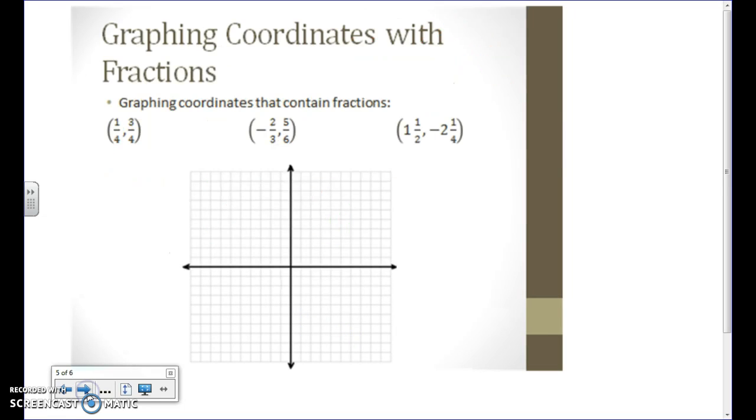All right. Just a couple more things here, and I've got this nice looking graph on the board, but what we're going to do is we're going to graph some fractions. And so this kind of goes back to when we were modeling fractions.